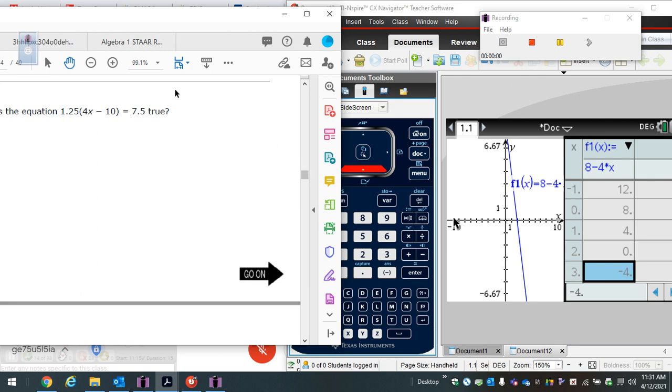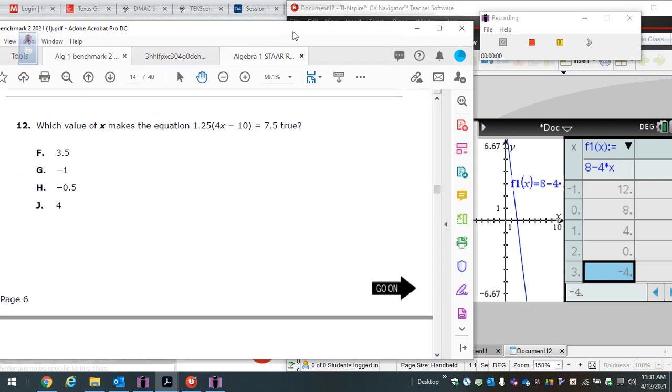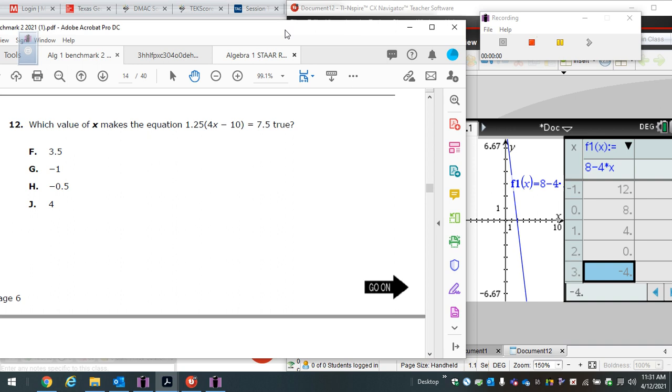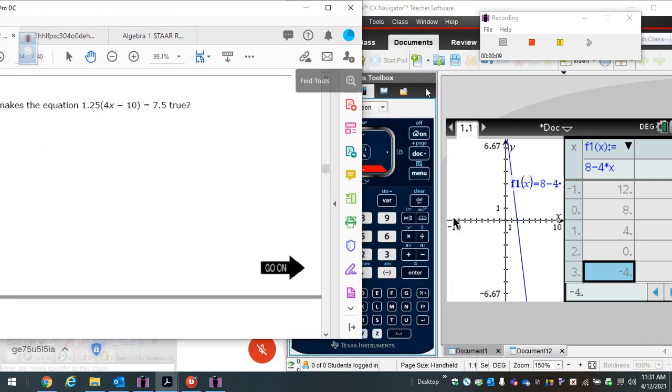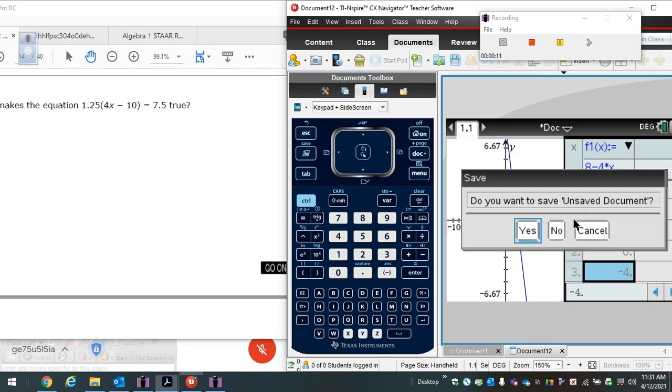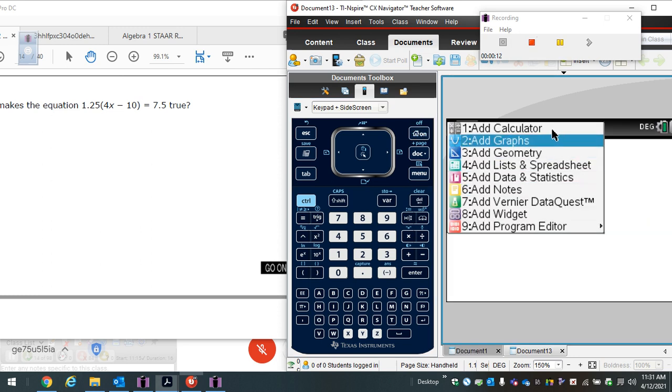Okay, so let's pick up where we left off. We're in number 12. Which value of x makes this equation true? Since there's a decimal there, I'm going to go ahead and just solve it. I'm not going to even think. Really basic.